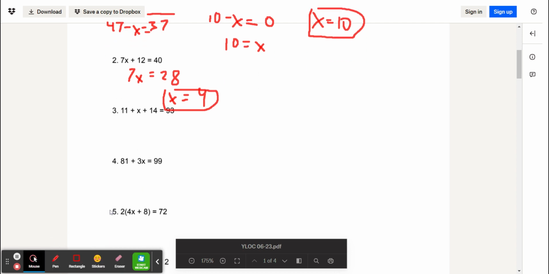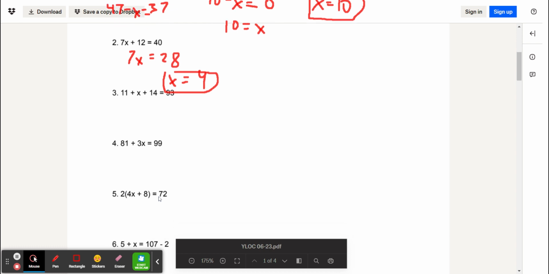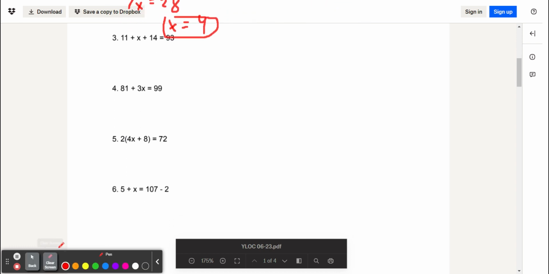I'm going to skip problem number 3 and move on to problem number 5. This problem we have 2 times the quantity 4x plus 8 is equal to 72. Here we'll divide both sides by 2 to get 4x plus 8 equals 36. And then we'll subtract 8 from both sides and get 4x is equal to 28. And then divide both sides by 4 to get x equals 7.